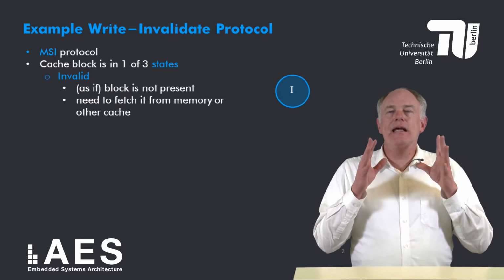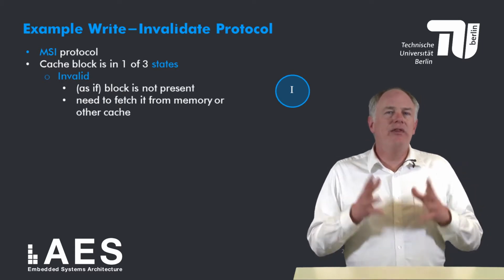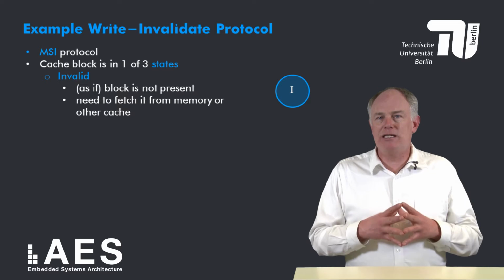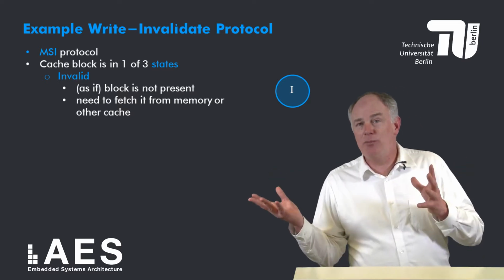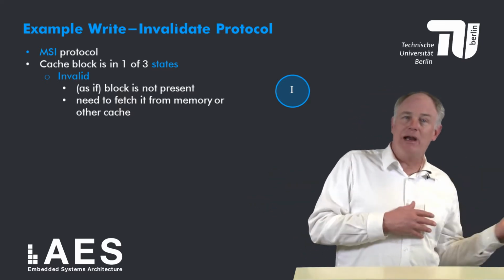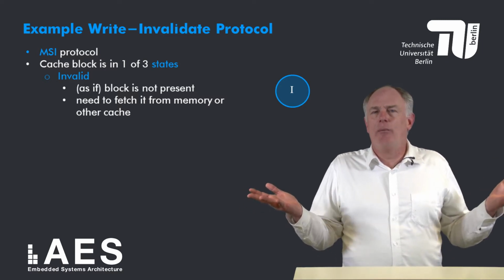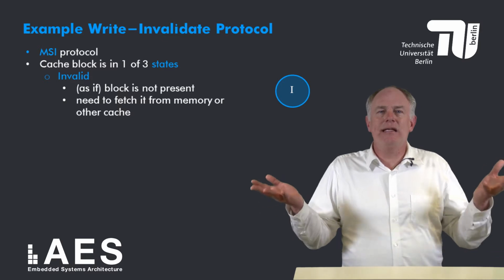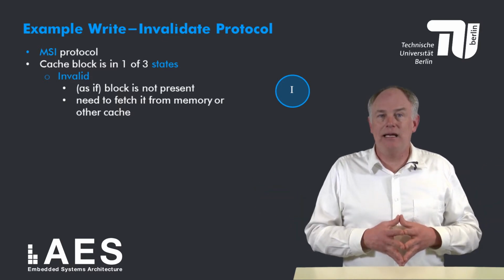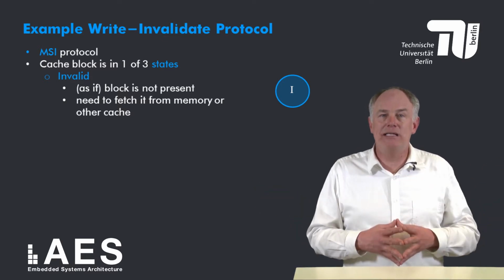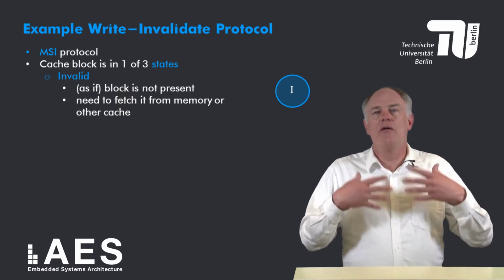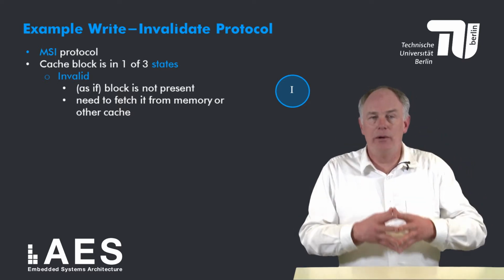The first state is the invalid state. This means that the block is not present in the cache, or maybe it was present, but it was invalidated by a write from another processor. In any case, the block is not present, and in case the processor tries to access it, it will incur a cache miss and will need to fetch it either from memory or from another cache.